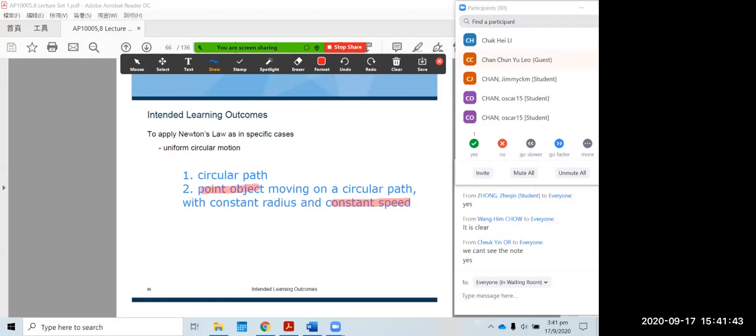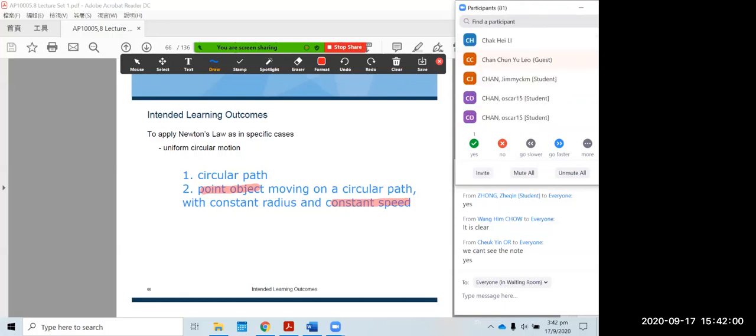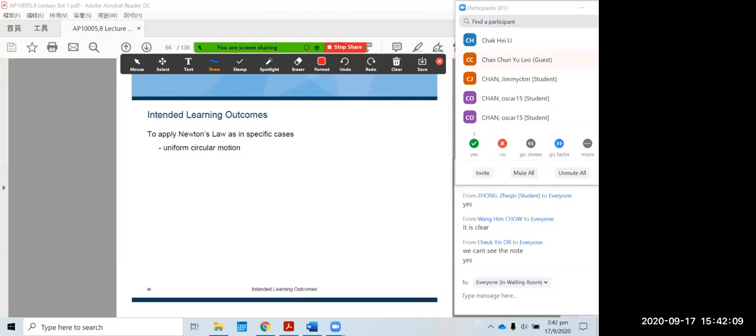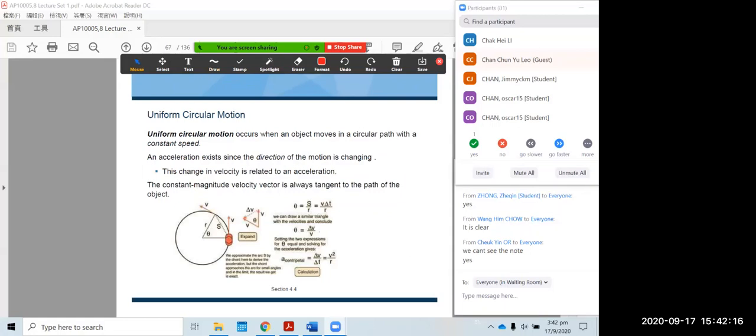and a point object. If you do not have a point object, the calculations would be much more complicated, and that would be lecture notes number 2. If you do not have a constant speed, once again, calculation would be much more complicated, and once again, lecture notes number 2. So here we would be going through a simple point object moving in a circular path with constant speed. And that is what comes next, the derivation of the equations.